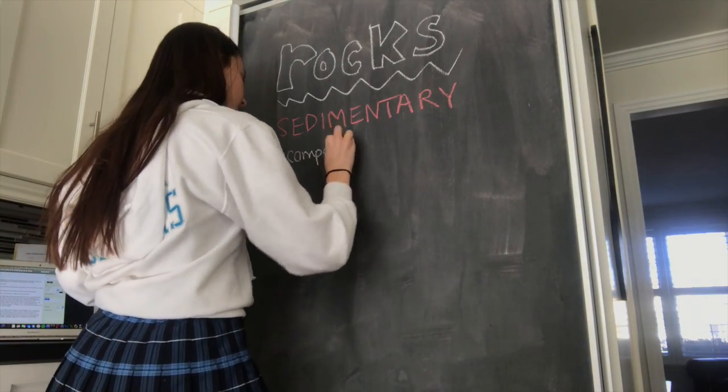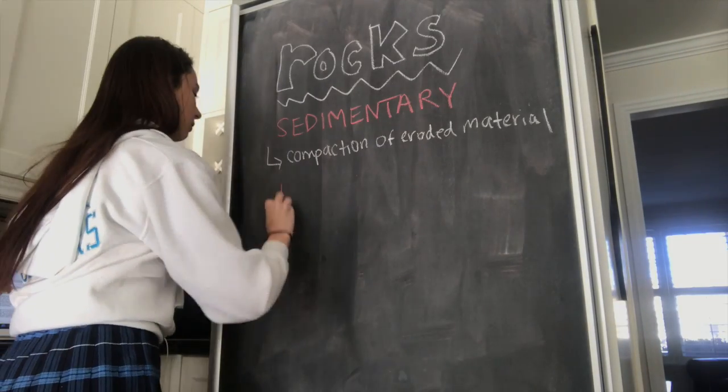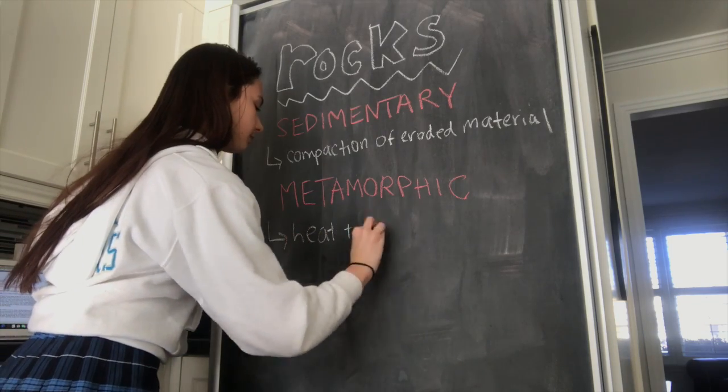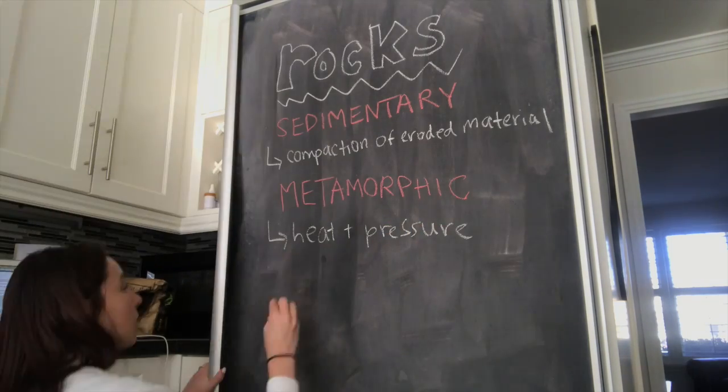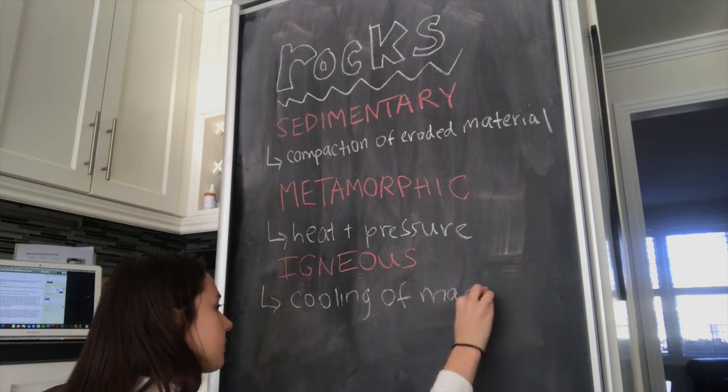Sedimentary rock is a type of rock that is formed by the compaction and cementation of eroded sediment. Metamorphic rock is any type of rock that has undergone extreme heat and pressure. And lastly, igneous rocks are formed by the cooling of magma on the Earth's surface.